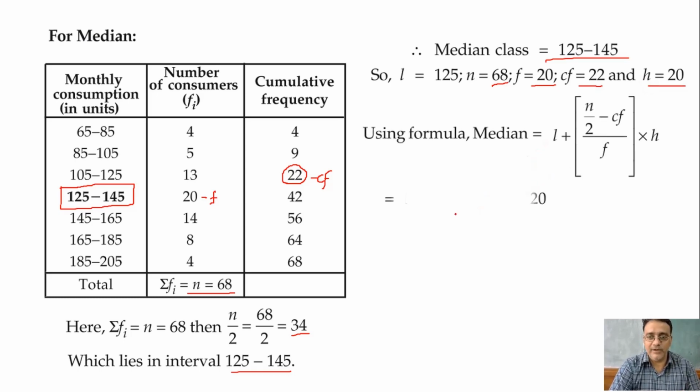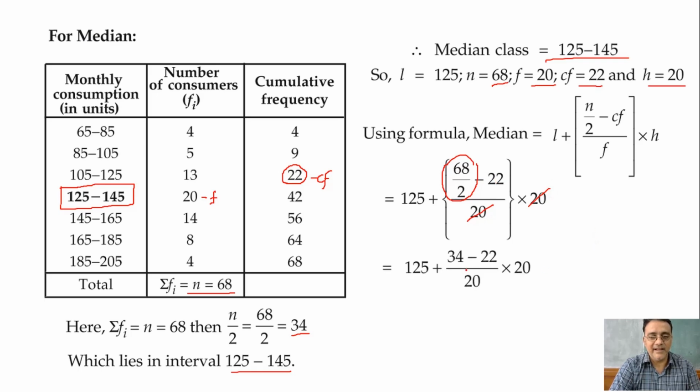L का value 125 है plus 68 by 2 minus 22. Okay, so 68 by 2 already हम लोग calculate कर चुके हैं. So you can write directly 34 also. Okay, 34 minus 22 upon 20. ये 20 cancel हो गया. So 34 minus 22 will get 12. Okay, after cancelling these two. So final answer is 137. So this is the median.